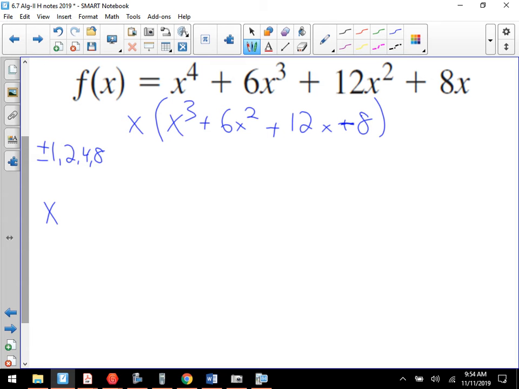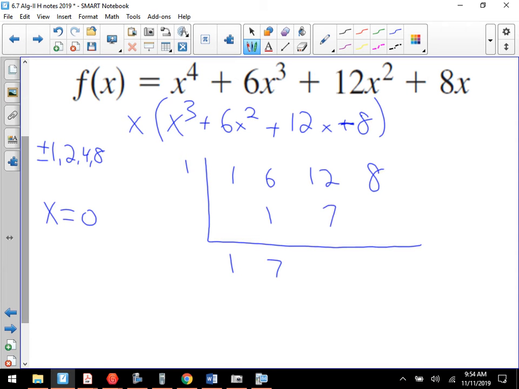So in this case, you would start using synthetic, because you took out the x, giving a 0. You just start over. So 1, 6, 12, 8. Just go through the motions. Try 1: 1, 7, 19, 27, not going to work. Try -1: 1, 5, 7, 1, not going to work.